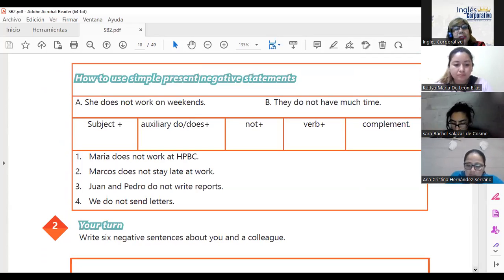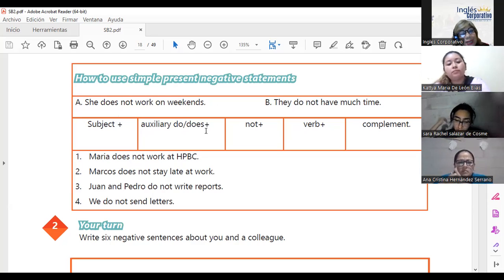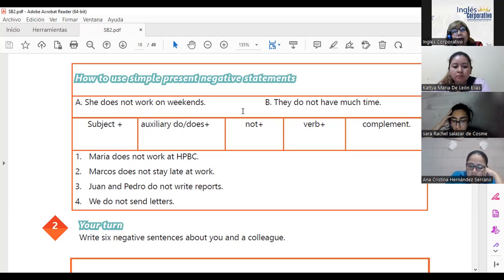Okay, how to use simple present negative statements. A, she does not work on weekends. They do not have much time. First, according to the structure, you have the subject. Then you have the auxiliary, do or does, according to the subject. Then you have not, then the verb in the base form. Whenever we talk about the base form, it means the verb without any change, right? The base verb. Base form.